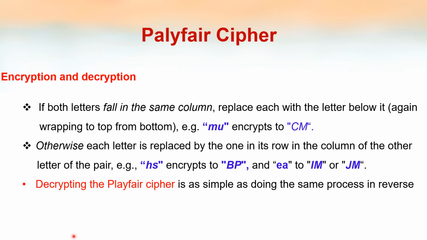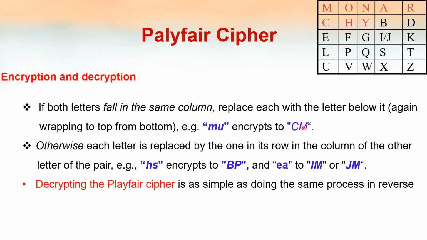Next rule: if both letters fall in the same column, replace each with the letter below it, again wrapping to the top from the bottom. See here, MU. M will be replaced by the letter below it, which is C. And U, there is no letter below it, so it will wrap to the top. So it is replaced by M. So CM.